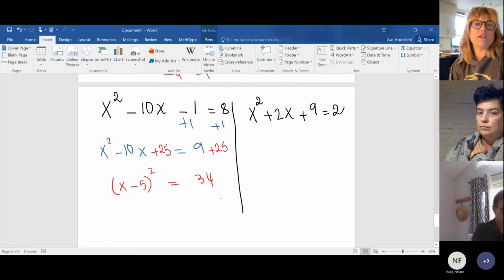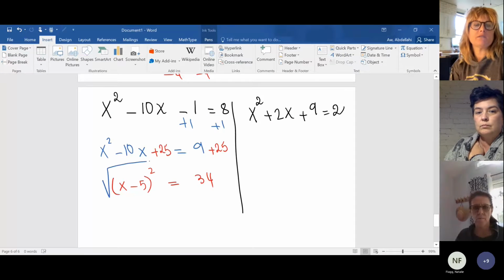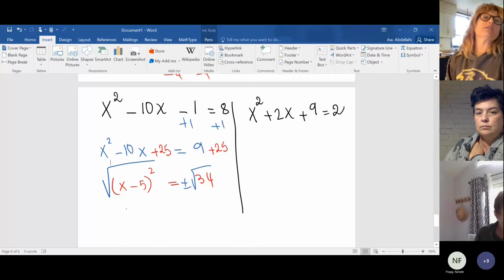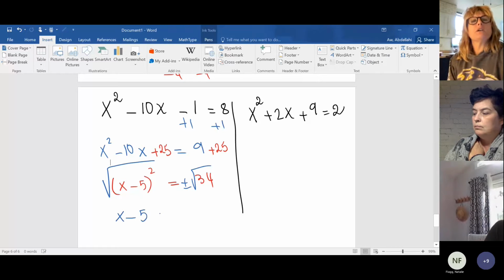And then to get rid of that square, we have to square root both sides, and put a plus and a minus in front. That gets rid of the square, so it's x minus 5 equals plus or minus the square root of 34.